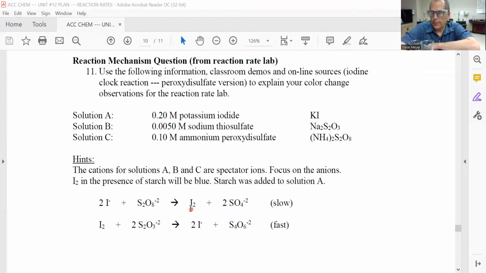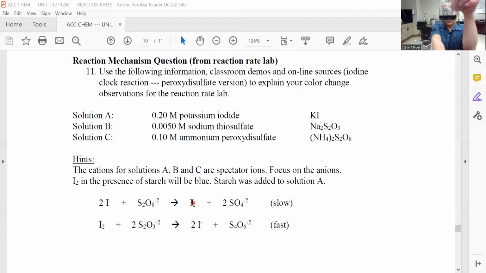Now, if there were no B present, I could combine A and C, and we'll just do another example of that. I take A and I take C, which is also clear. And in a second or two, it turns blue because that I minus gets turned into the I2 form. So the I minus form is clear, but the I2 form, in the presence of starch, which I added to A, turns it blue.